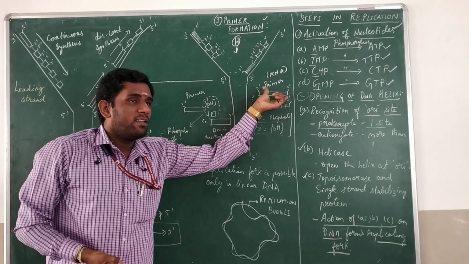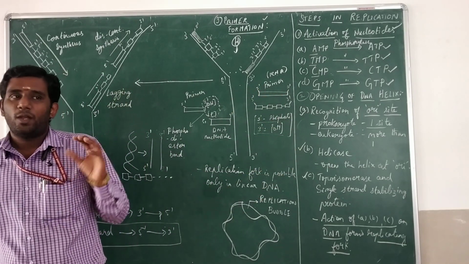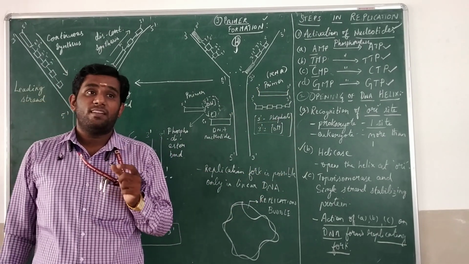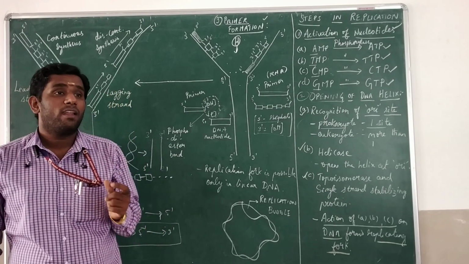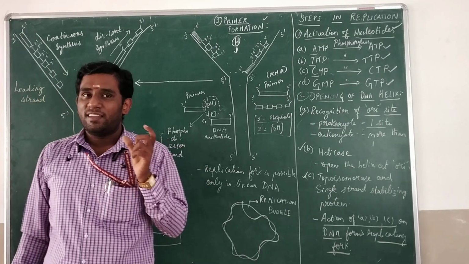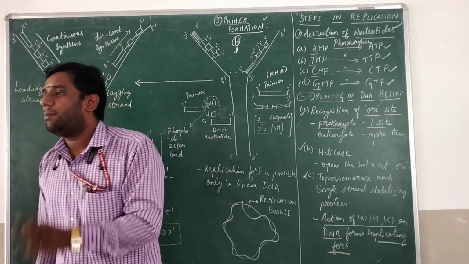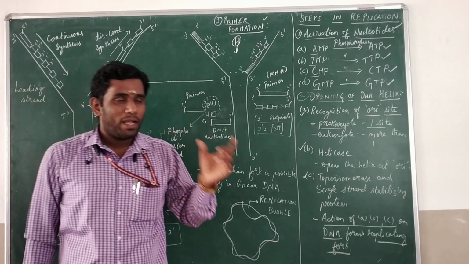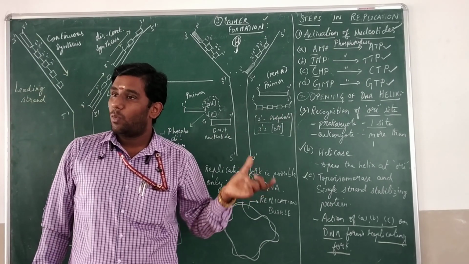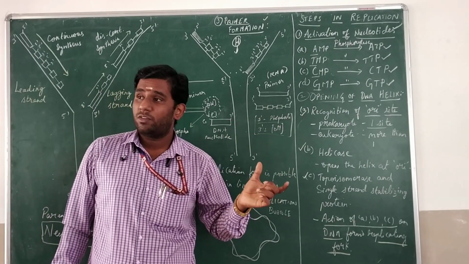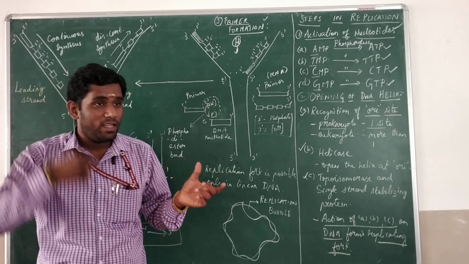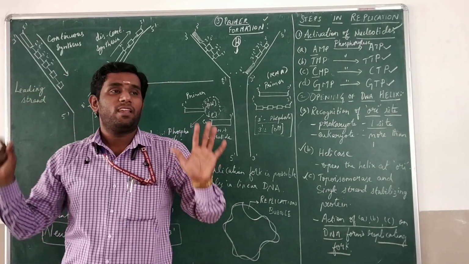So this primer is first being formed. I already told you this primer formation is done with the help of an enzyme called primase enzyme, and this primase enzyme is a DNA directed RNA polymerase, which means the kind of primer which has to be produced is decided by the DNA which is undergoing replication.